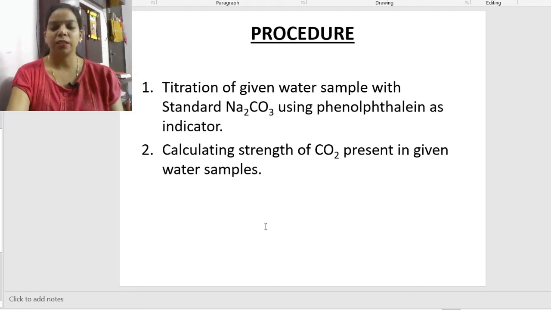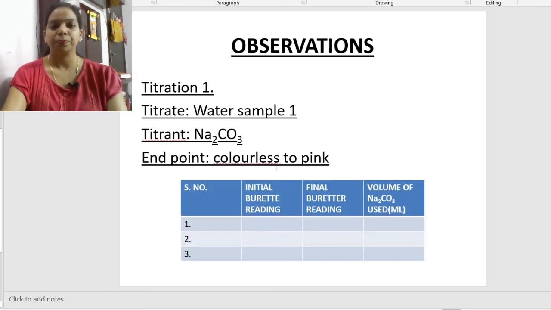The procedure for this experiment is very simple. We can simply titrate the given water sample using phenolphthalein as indicator against any standard alkali. You can take sodium hydroxide also, but you have to standardize that sodium hydroxide. But here we are taking sodium carbonate, which is already a primary standard. After that we can calculate the strength by multiplying the normality or molarity. If we are taking in terms of normality, we will multiply that normality with the equivalent weight of CO2, and we will get the strength of CO2 in the given water sample.